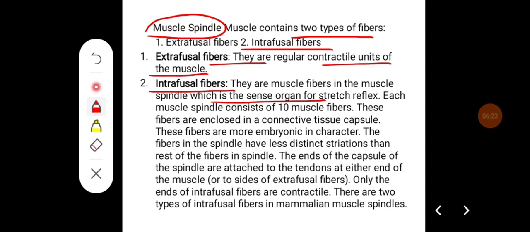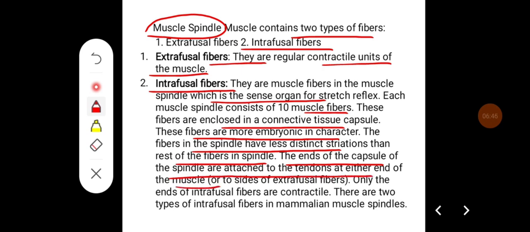Each muscle spindle consists of 10 muscle fibers, and these fibers are enclosed in a connective tissue capsule. These fibers are more embryonic in character. The fibers in the spindle have less distinct striation than the rest of the muscle fibers. The ends of the capsule of the spindle are attached to the tendons at either end of the muscle or the sides of extrafusal fibers. Only the ends of intrafusal fibers are contractile.